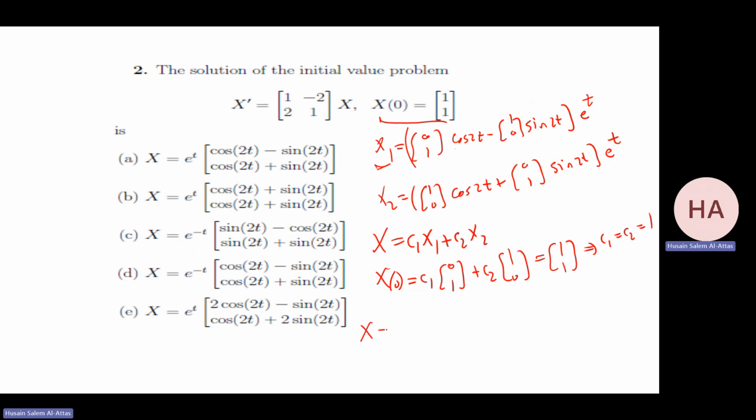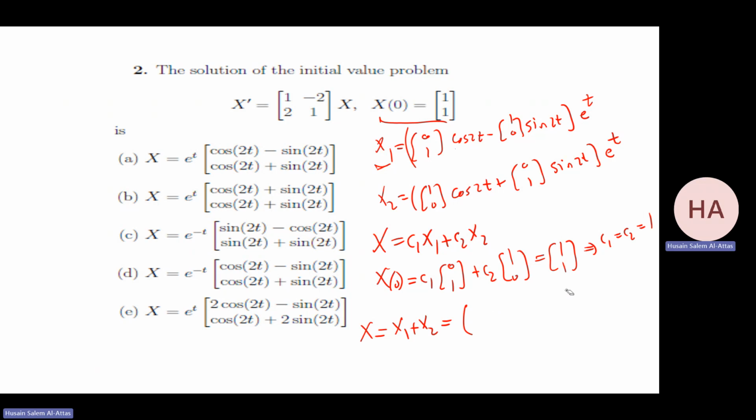So what will be my solution? It will be C1 times x1, so it will be x1 plus x2. And that will be what? Minus sine 2t plus cosine 2t. Cosine 2t minus sine 2t. Yeah, the first element, that first row.